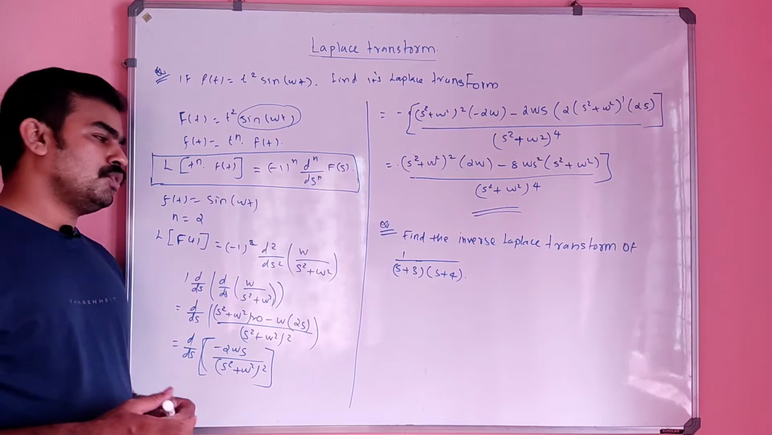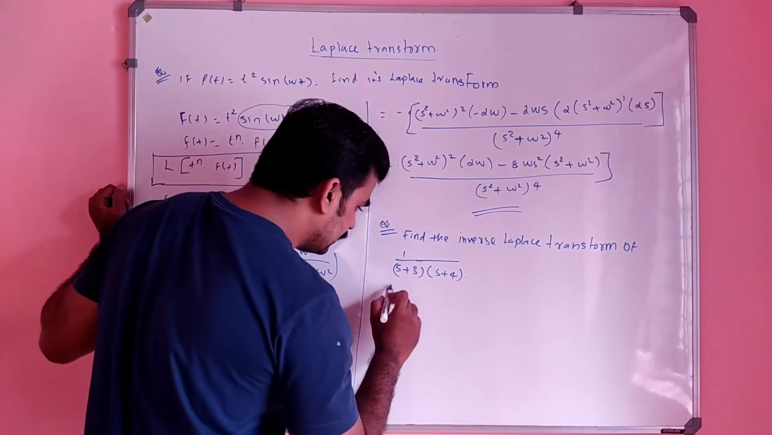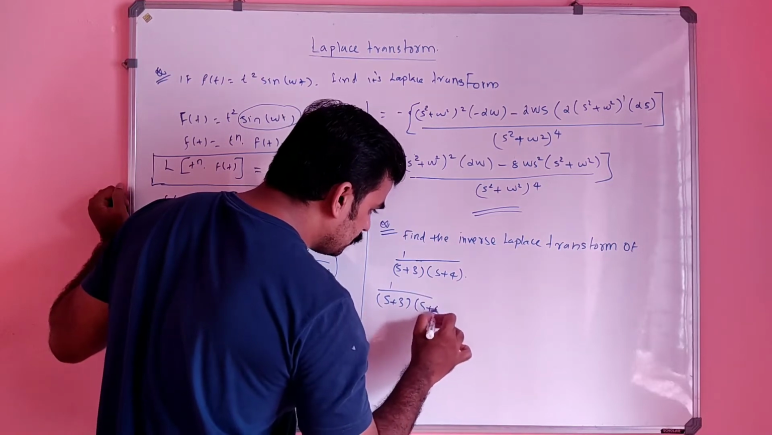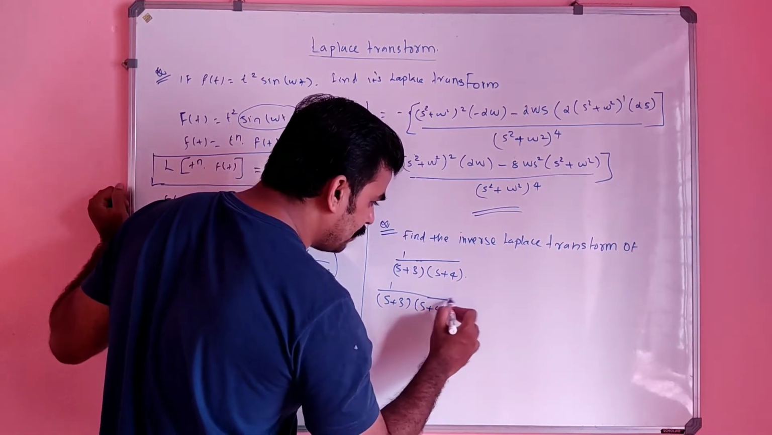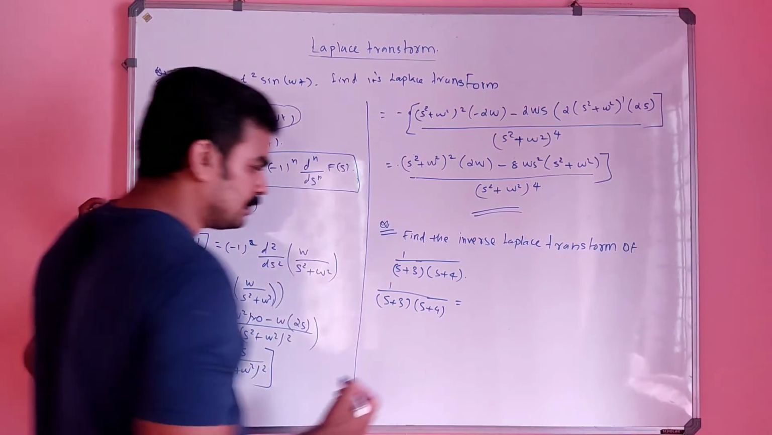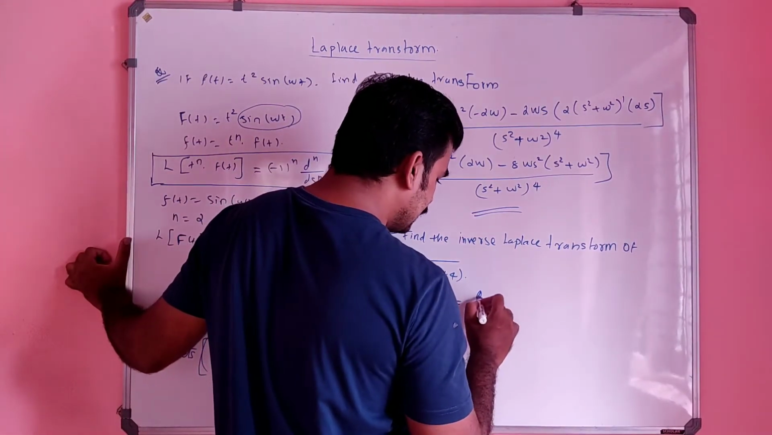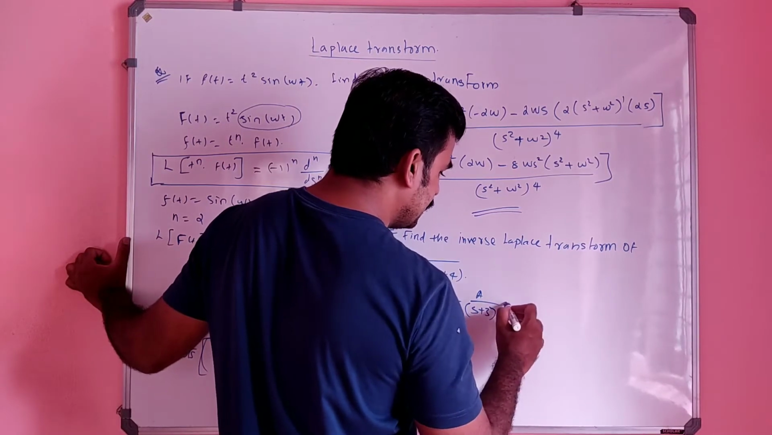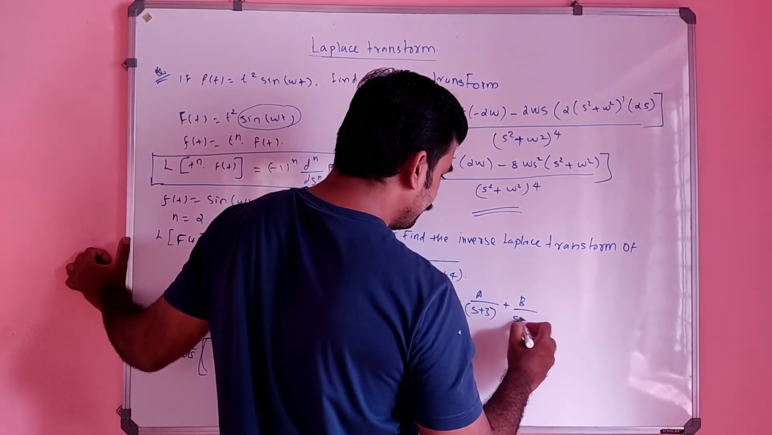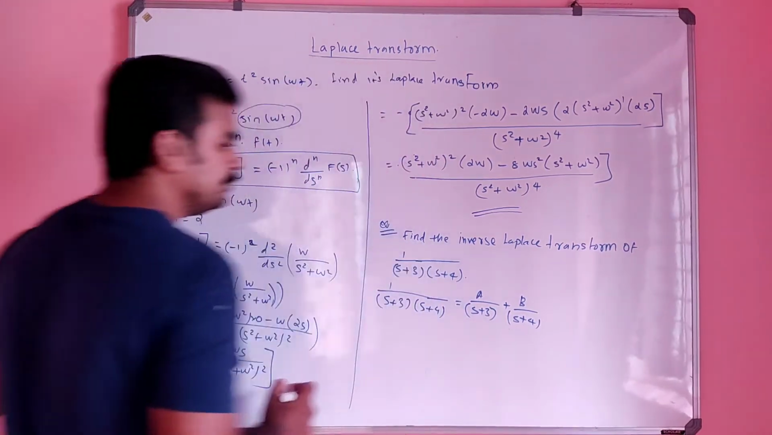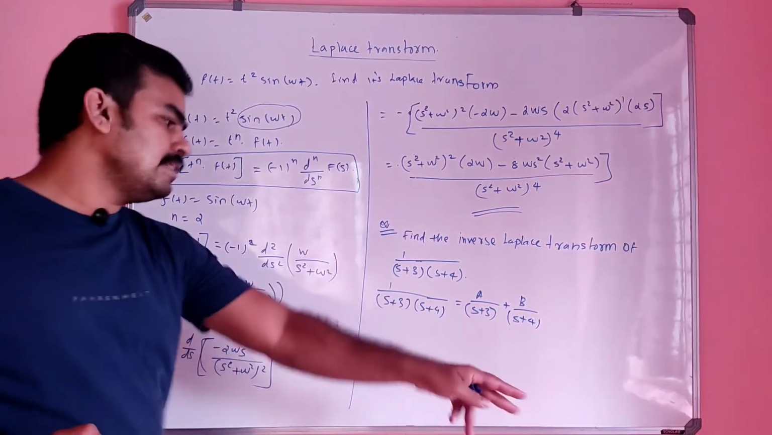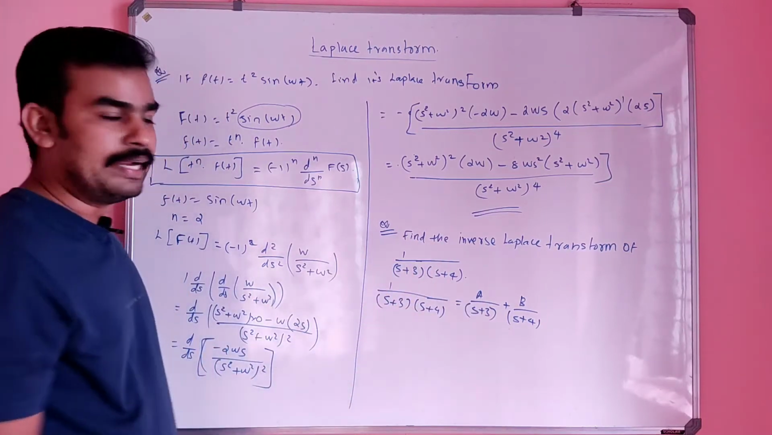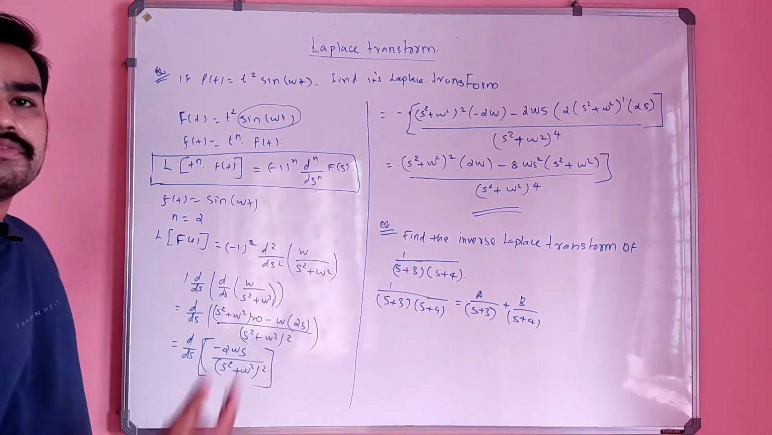So what do we do for that method? Listen carefully. 1 by (s plus 3) into (s plus 4) can be written, using partial fractions, as a divided by (s plus 3) plus b divided by (s plus 4). This is the way in which you can split this single fraction into two simple fractions. So we have to find the values of a and b.